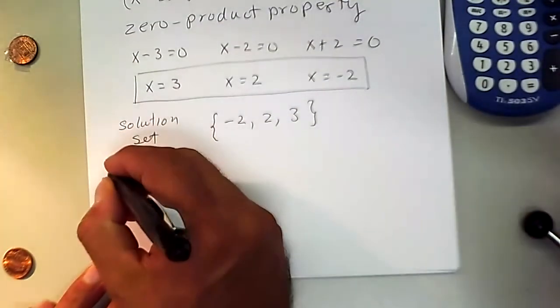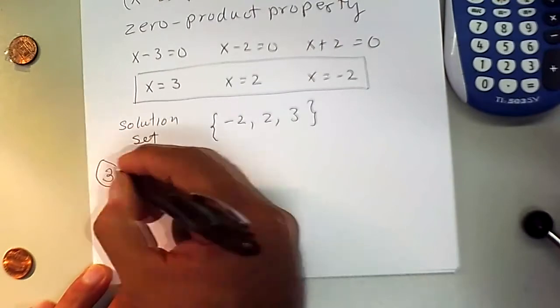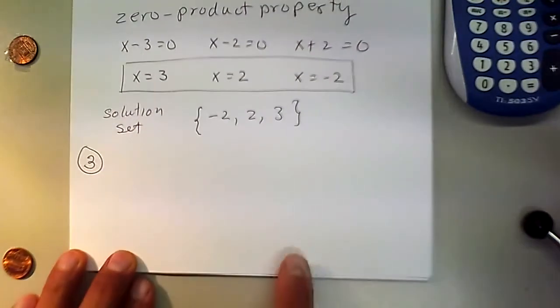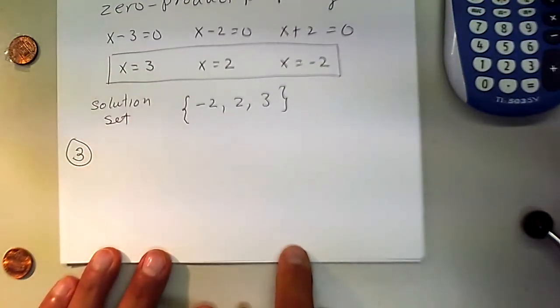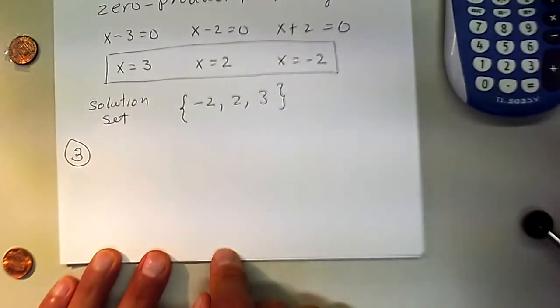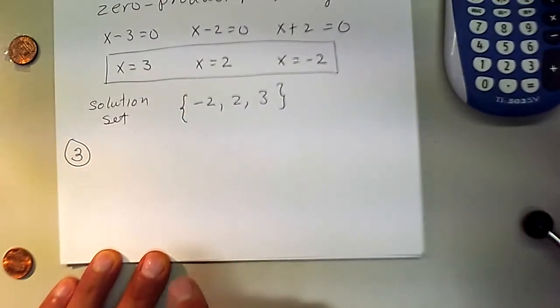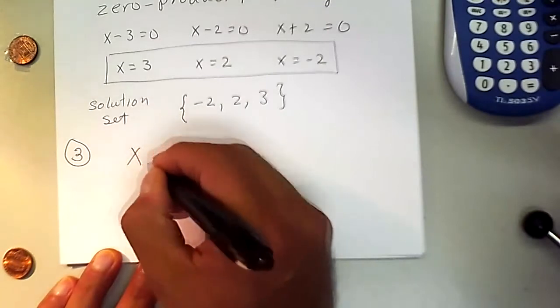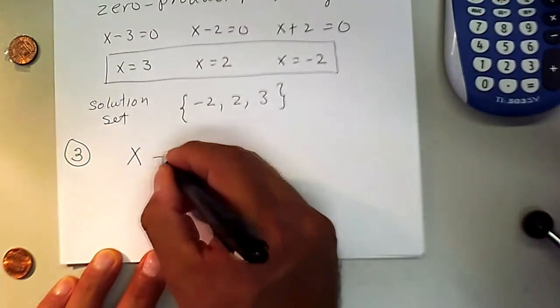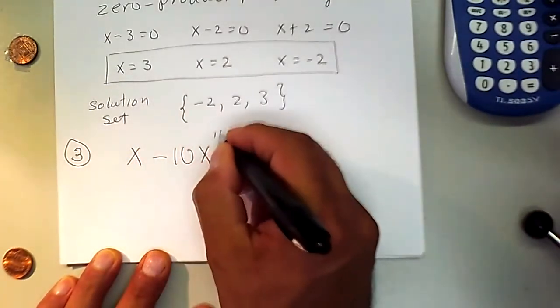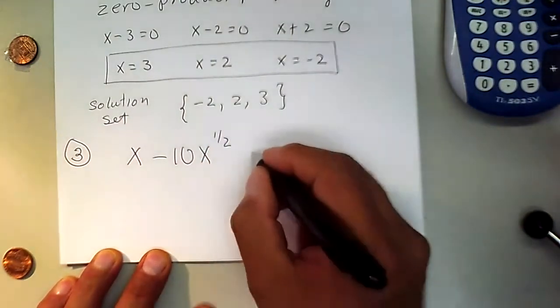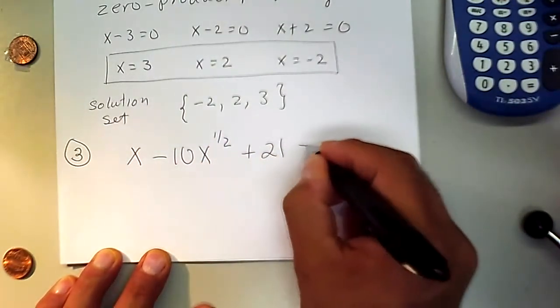Example 3. I'm going to start it here and then continue on the next page because we're not going to have enough room to write down example 3 completely on this page. Okay, this one is weird. X minus 10x to the 1/2 plus 21 equal to 0.